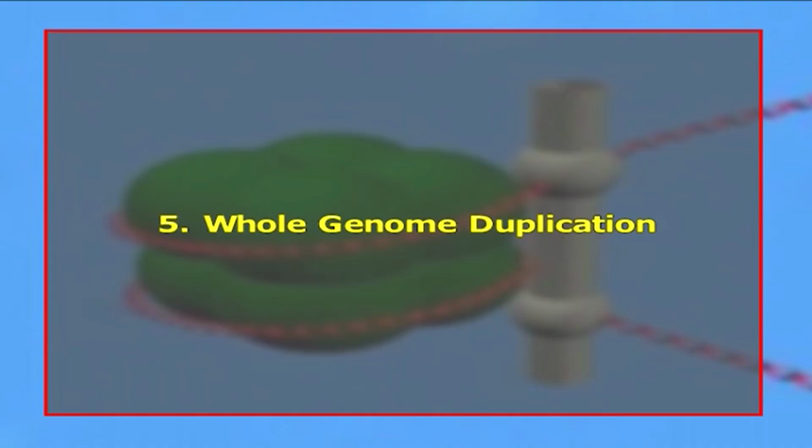Whole genome duplication. Whole genome duplication, or polyploidy, is a product of non-disjunction during meiosis which results in additional copies of the entire genome. Polyploidy is common in plants but historically has also occurred in animals, with 2 rounds of whole genome duplication in the vertebrate lineage leading to humans.